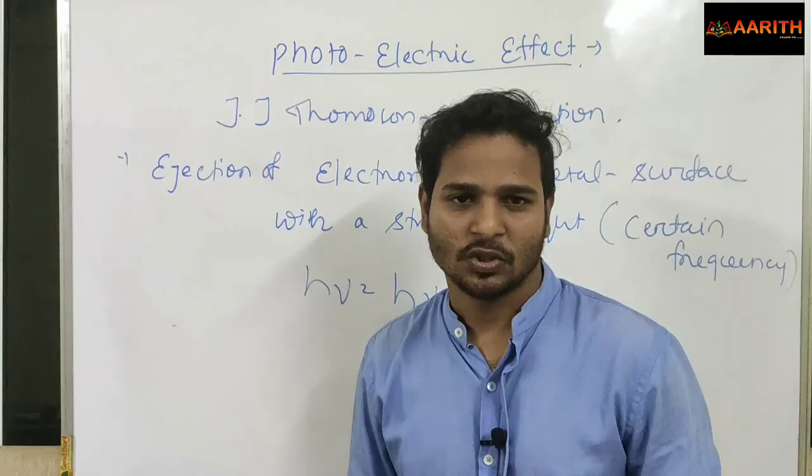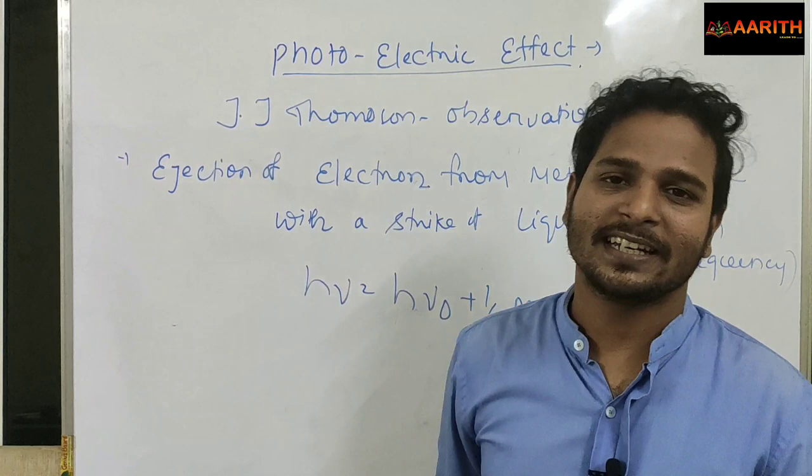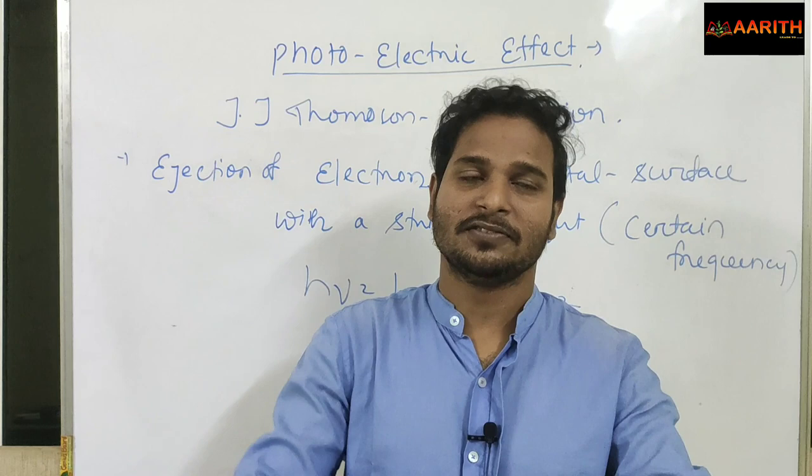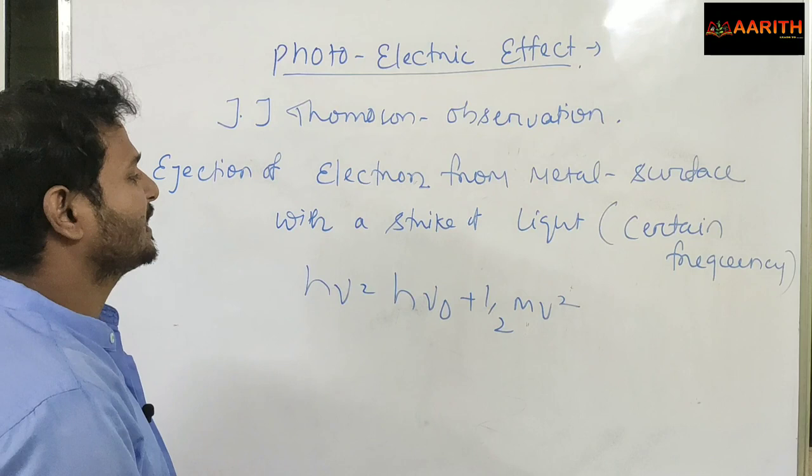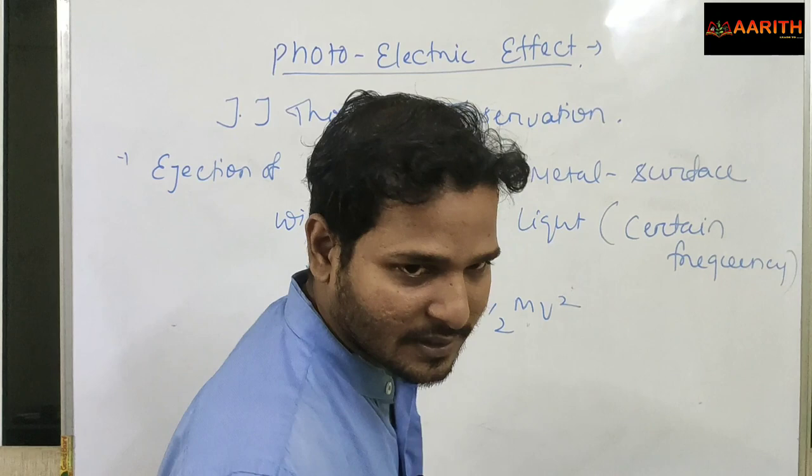Fine. Photo is related to light, electric means ejection of electron. The ejection of electron from a metal surface when light of some certain frequency strikes, falls on that metal surface. So what is the definition? Simply, ejection of electron from a metal surface with a strike of light with certain frequency. And J.J. Thomson observed that effect, that is the photoelectric effect.